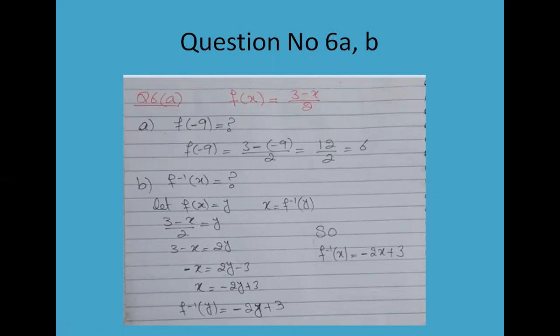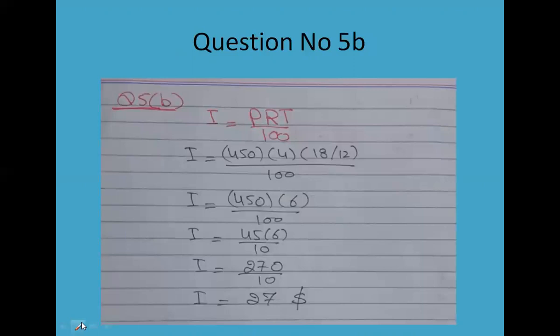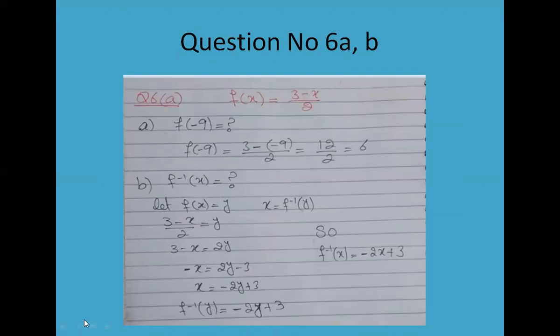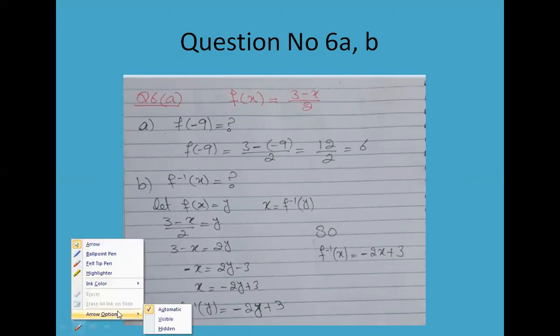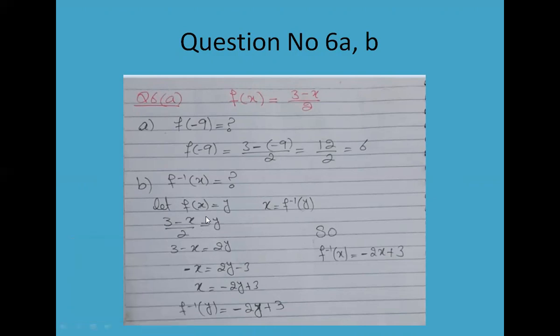Hopefully you understand. The second part is you have to find the inverse of this function. So this is the standard procedure for how you proceed in this question. We will suppose that f of x is equal to y. So f of x equals y. In the place of f of x, I will write this formula: 3 minus x by 2 equals y.